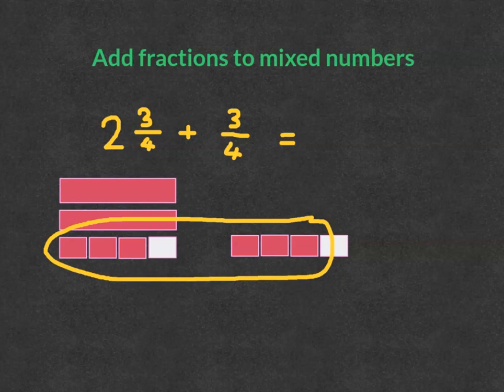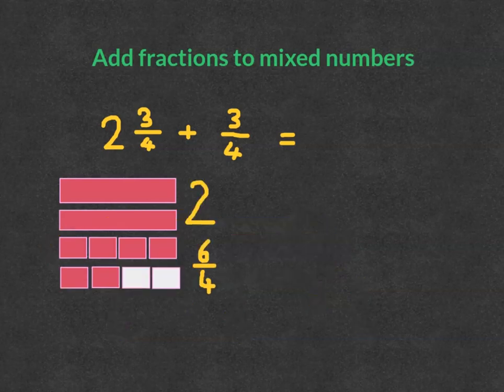When I add mixed numbers and fractions, I really focus on the fraction part. 3/4 add 3/4. Well, we know that that is 6/4. So we can see that that gives us a total so far of 2 wholes and 6/4.